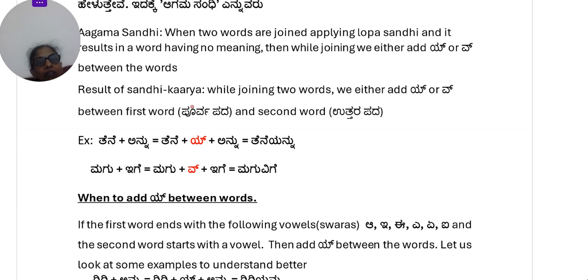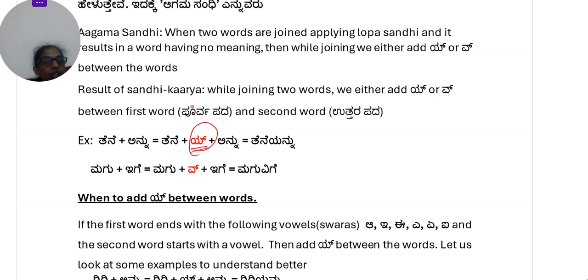So here what we are doing, in this case ya got added. So when you join them together, we will not say Tenannu. We cannot apply Lopa Sandhi and say the word as Tenannu. It has no meaning. So what we have to do is put a ya in between Tene and annu. It's a root consonant. Okay, it's not a full consonant ya.